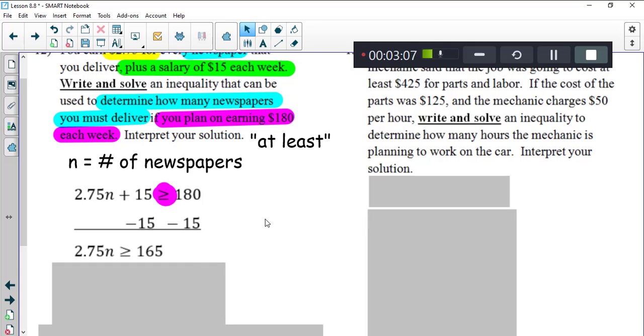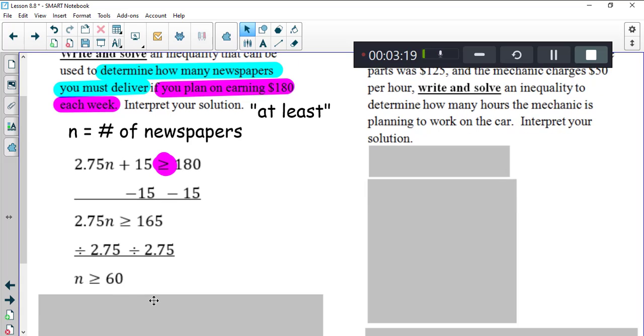That will get us $2.75n is greater than or equal to 165. Divide both sides by $2.75, and that will get us that n is greater than or equal to 60. And what that means for us is the interpreting part, where we talk about what that means. n is greater than or equal to 60. n represents the number of newspapers that were delivered.